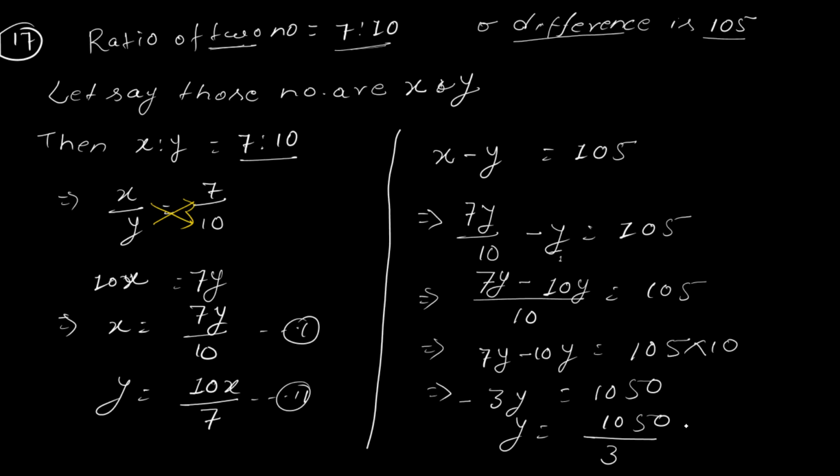And if we simplify it further, how will it be? 3 ones are 3, 3 threes are 9, and 3 fives are 15. So 3 threes are 9, 1 is still there, so 10 and 5 is 15, so 3 fives are 15: 350. Here it is 350, and that also is minus, right?